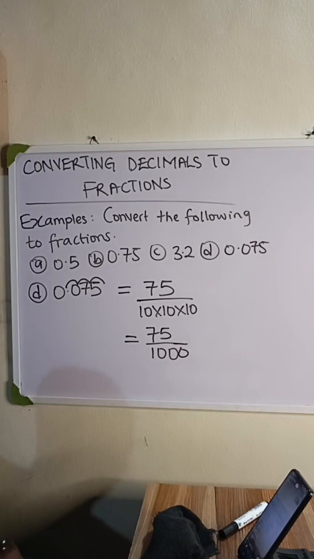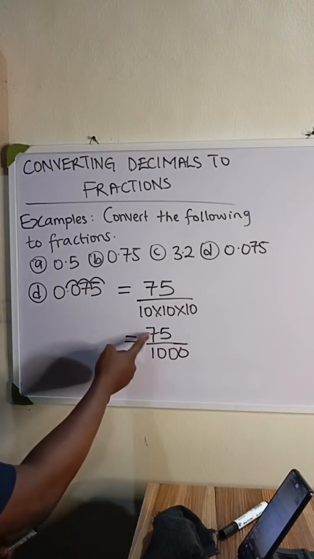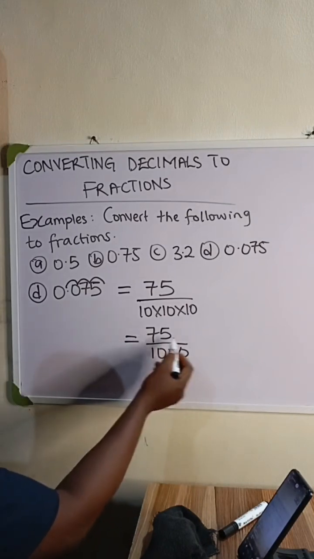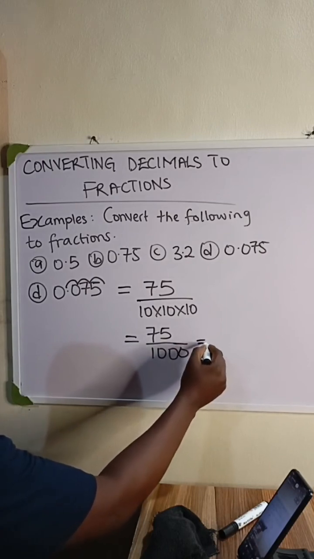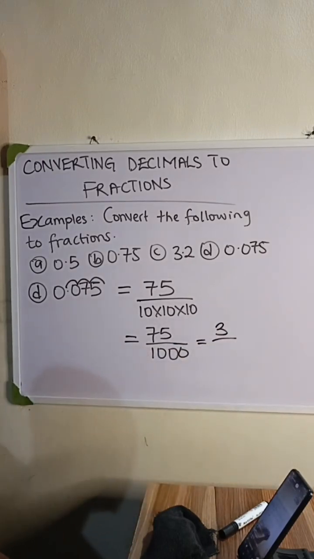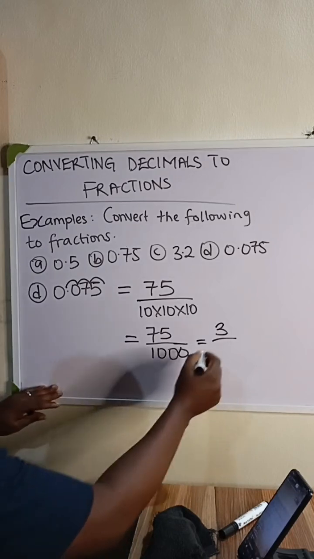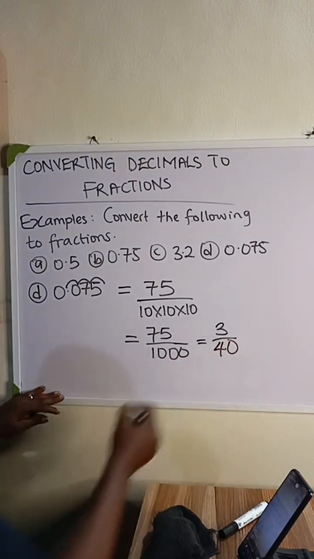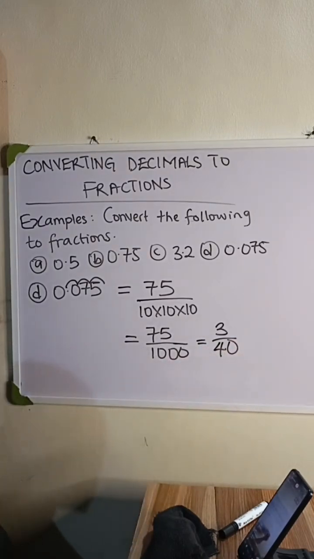25 can divide both 75 and 1,000. When 75 is divided by 25, we have 3. And when 1,000 is divided by 25, we have 40. So our answer becomes 3 over 40. That becomes the final answer.